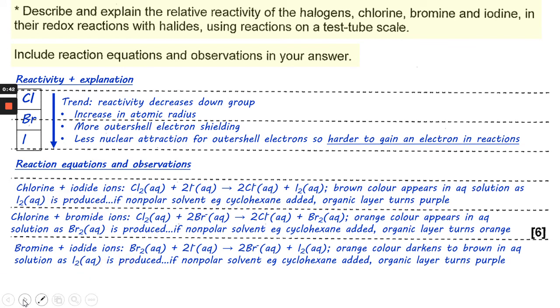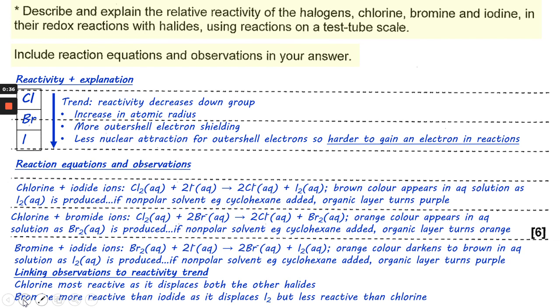So finally, you need to link those observations to your reactivity trend that you stated at the beginning. So that means chlorine must be the most reactive as it displaces both of the halides. Bromine is more reactive than iodine as it displaces I2, but it's less reactive than chlorine.